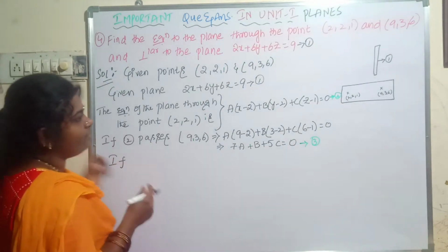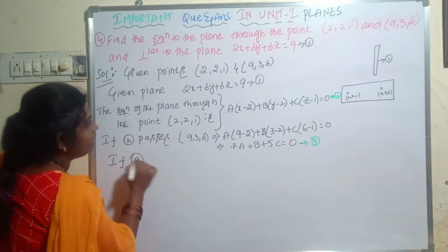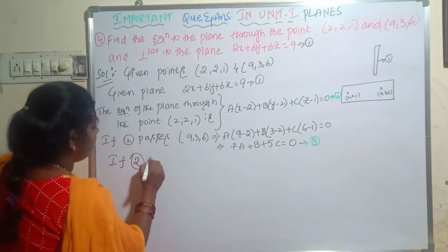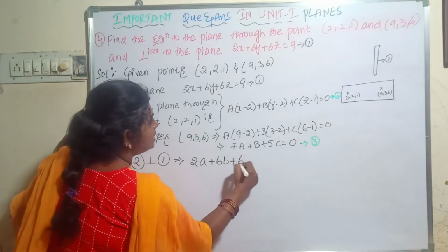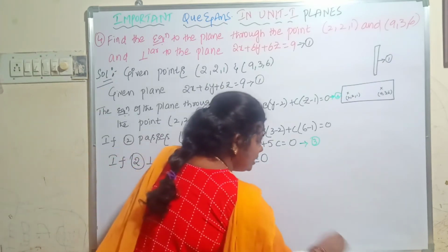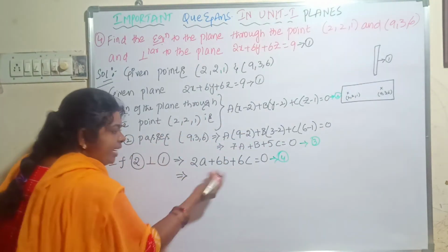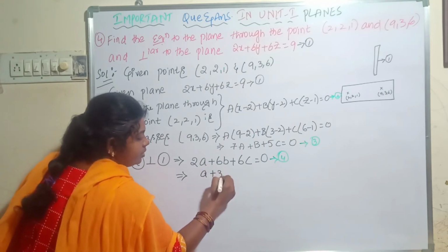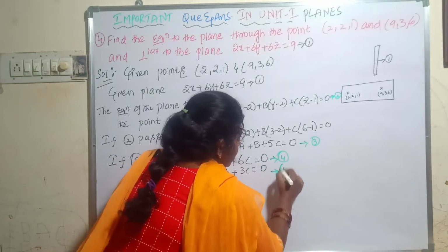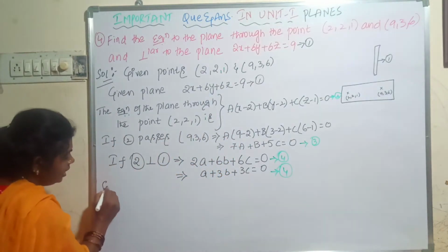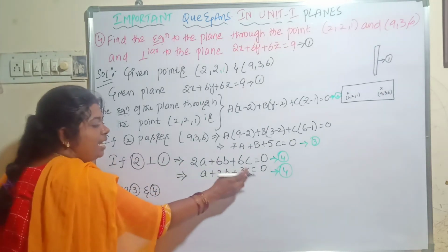Now, since the plane is perpendicular to the given plane, if the second equation is perpendicular to the first equation, we will have 2a plus 6b plus 6c is equal to 0. Treat this equation as the fourth equation. Again, we can cancel with 2, so a plus 3b plus 3c is equal to 0. You can treat this also as the fourth. By solving the third and fourth equations, we will get the required a, b, c values.